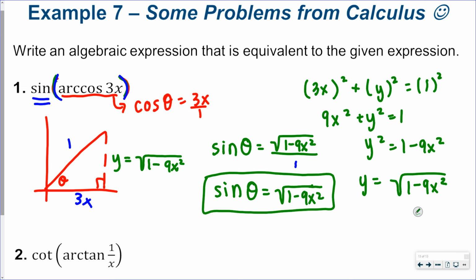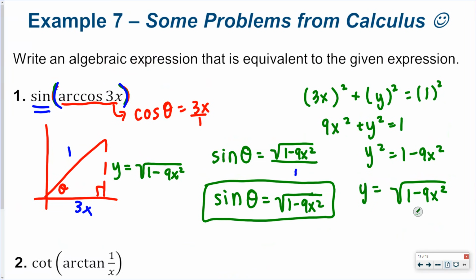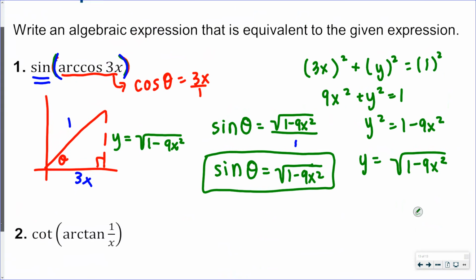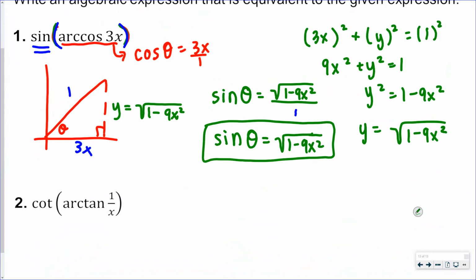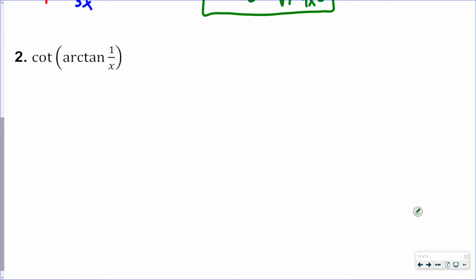Okay, let's try one more. There's only like 1 or 2 of these in your homework. Are you good on that one, Ashton? Yeah. Okay. This time, my inverse tangent is 1 over x.